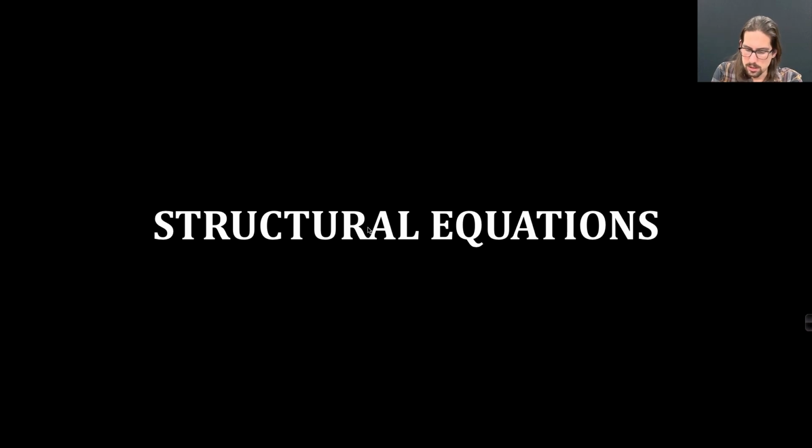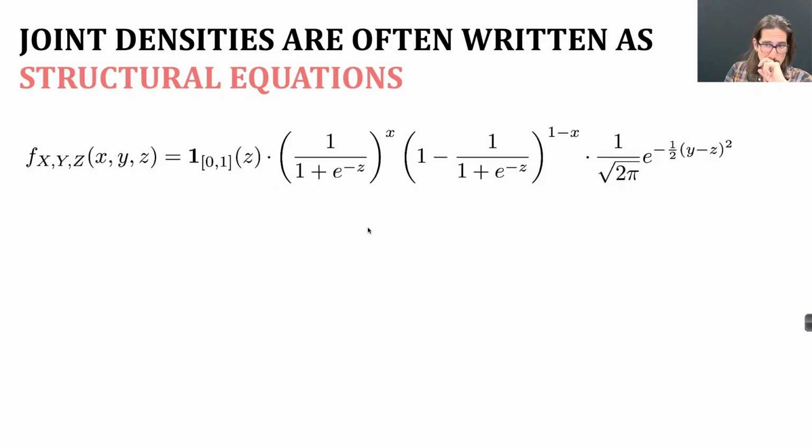Okay, our next topic is structural equations. So let's say that somebody comes and gives you a density for these three random variables, x, y, and z, and they say this is the density formula. And you can write it as a formula.